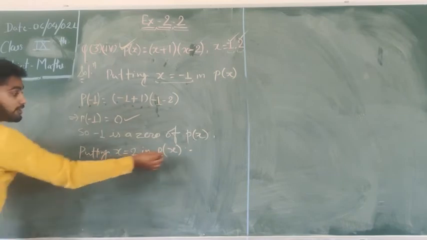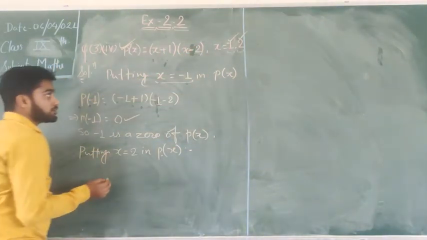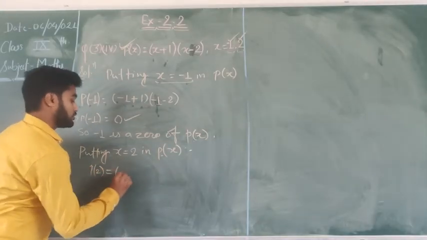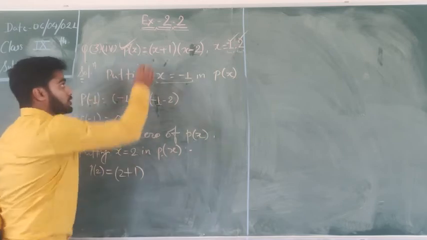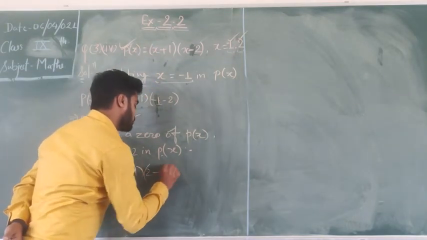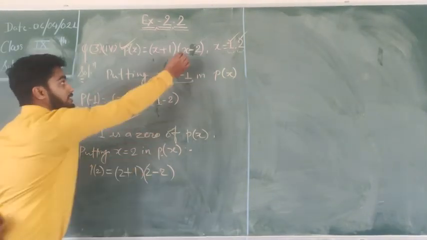So wherever there is x, what will we put? We will put 2. So p of 2 is equal to 2 plus 1, because in the place of x I have written 2, and 2 minus 2, in the place of x I have written 2 also.